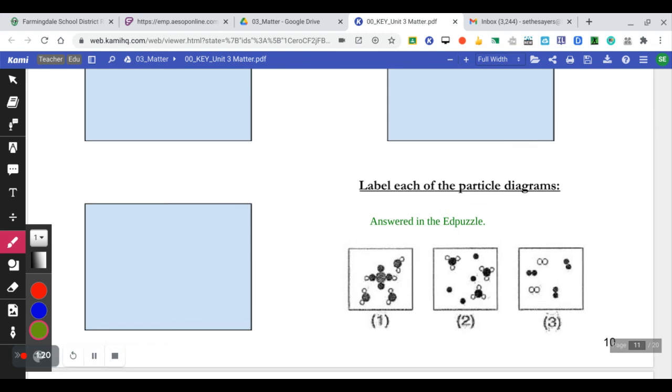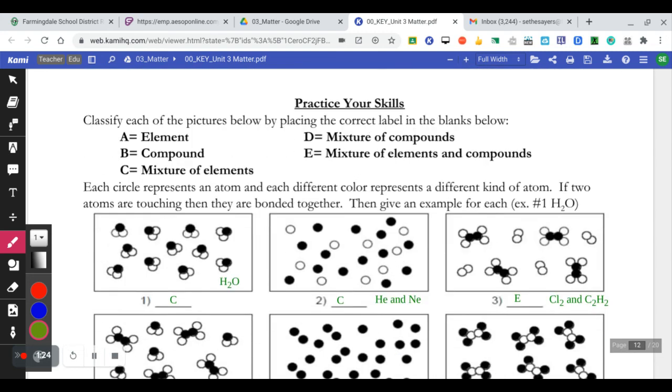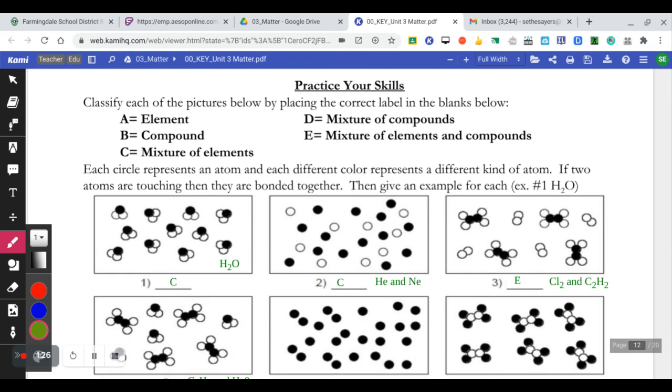Okay, the particle diagrams. I answered this in the Ed Puzzle, so make sure you watch this video. Here are the practice your skills questions. Each of these particle diagrams are examples of either an element, a compound, a mixture of elements, a mixture of compounds, or a mixture of elements and compounds. I would like you to try and give some examples, but you don't have to actually.